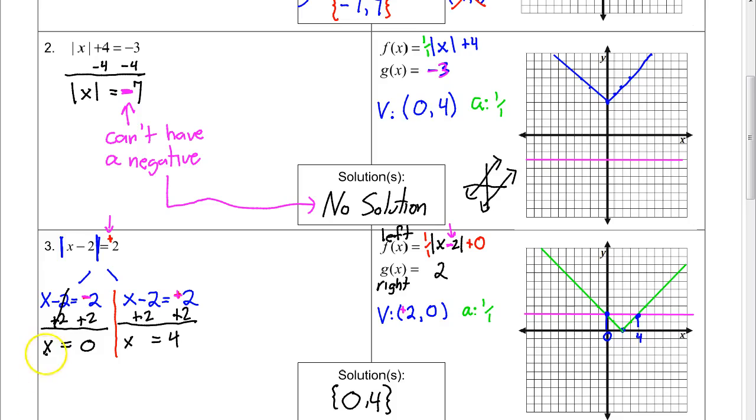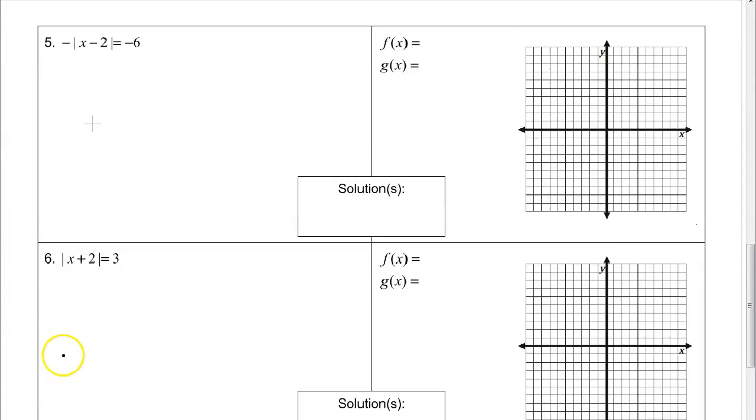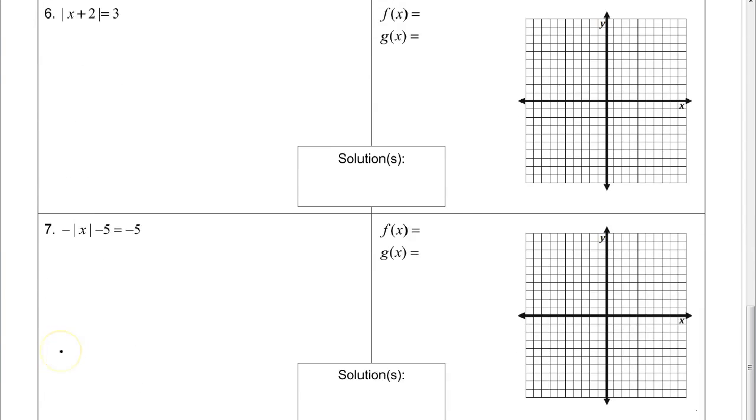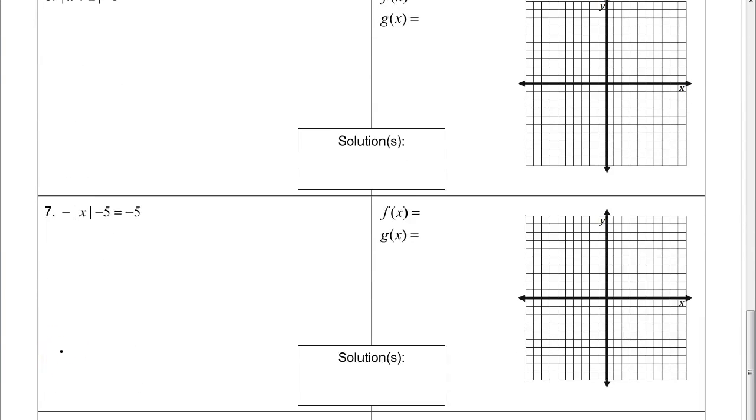Pause that. Yeah, let's look at number 7. So that way it'll be the third and final case or type of problem here. So see if you can figure out the vertex and the slope for this.